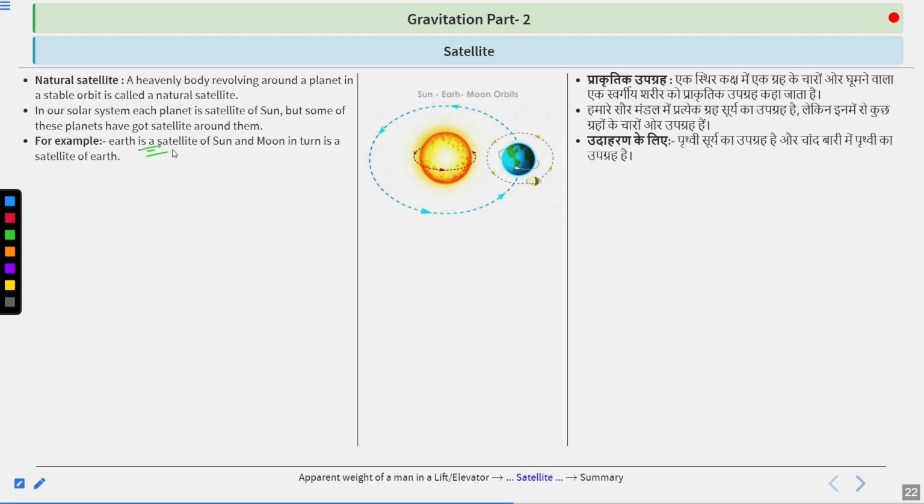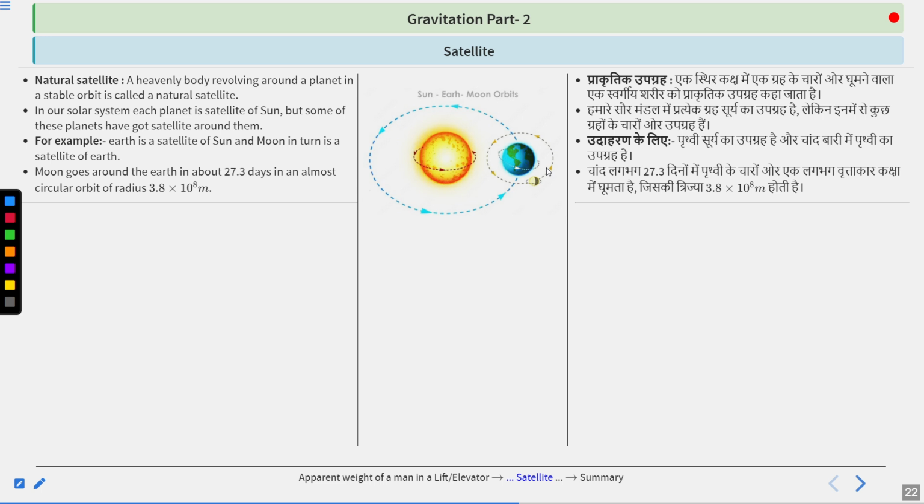For example, Earth is a satellite of the Sun, and the Moon in turn is a satellite of Earth. Because Earth revolves around the Sun in an elliptical orbit, whereas the Moon revolves around the Earth in an elliptical orbit. The Moon goes around the Earth in about 27.3 days in an almost circular orbit of radius 3.8 into 10 power 8.